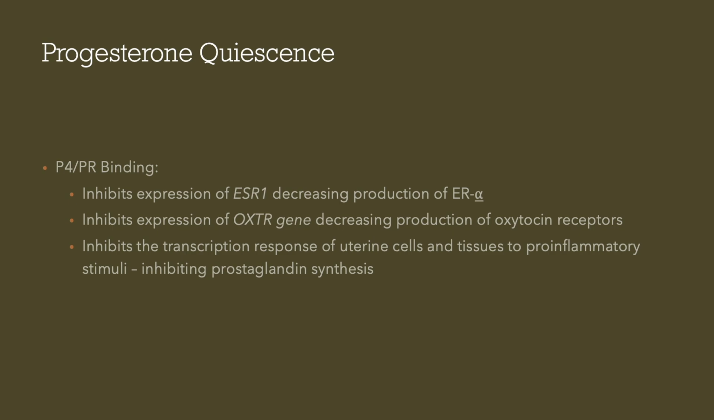So progesterone binding its receptor PR, so P4-PR binding, inhibits expression of ESR1, which decreases the production of the estrogen receptor ER-alpha. P4-PR binding also inhibits the expression of the OXTR gene, which decreases production of oxytocin receptors, and progesterone binding its receptor inhibits the transcription response of uterine cells and tissues to pro-inflammatory stimuli, inhibiting prostaglandin synthesis.